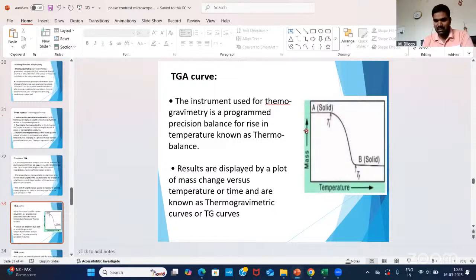Okay. So in this TGA curve, what are we doing? We are increasing the sample's temperature, and we are decreasing the mass of the sample, isn't it? Hence we are finding the mass of the sample as the temperature or time changes. So we are plotting the graph between mass and temperature, and this plotting of the graph is called a TGA curve.